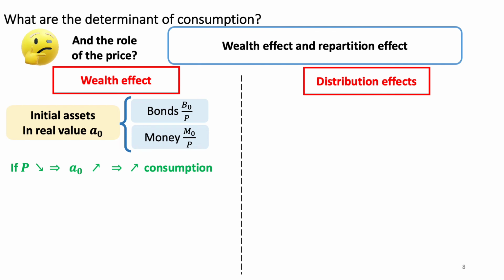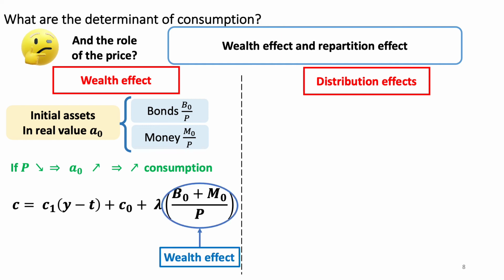In real terms, if prices decrease, the real value of assets increases, which encourages households to save less, because now they need less savings to maintain constant the real value of their assets. In this case, consumption increases. In other words, we can see here a consumption function with wealth effects with the general level of prices that is in the function.